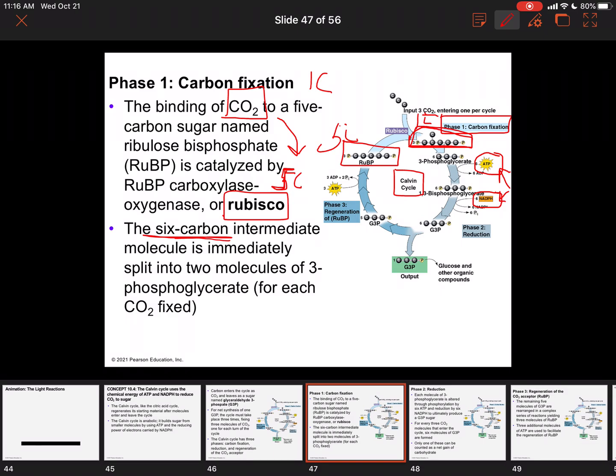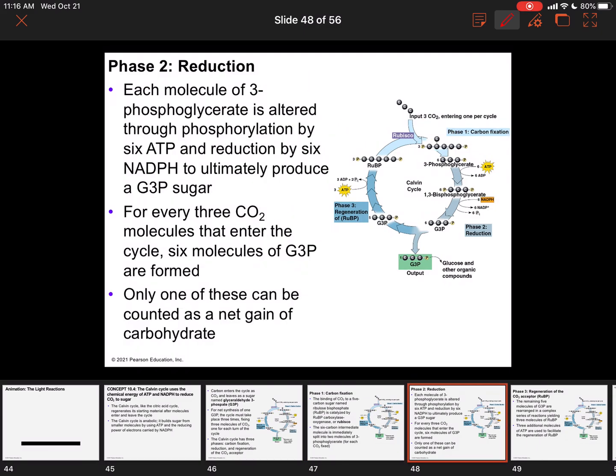Okay? So this 6-carbon molecule right here that we created, or that the plant created, will then flow through this cycle and be broken down. Okay? And so as it gets broken down, we're going to call this next phase the reduction phase. So each molecule will be altered by what we call phosphorylation into 6 ATP and reduced by 6 NADP to produce this G3P sugar, okay?